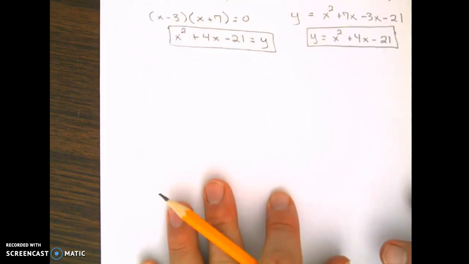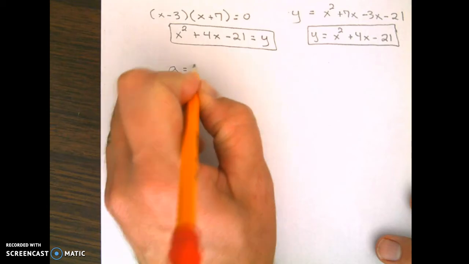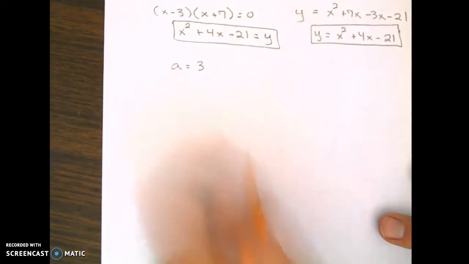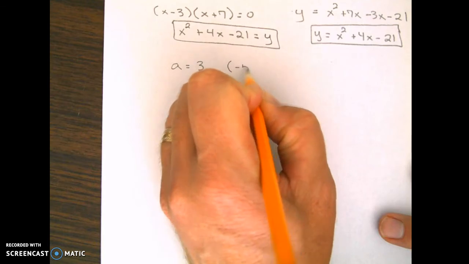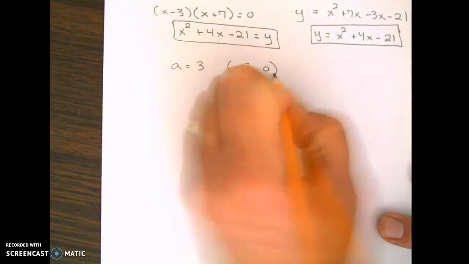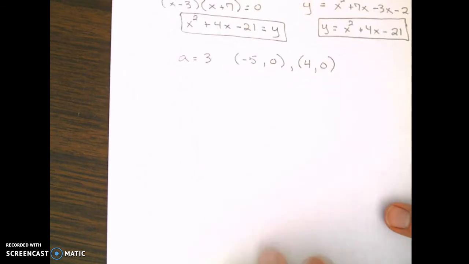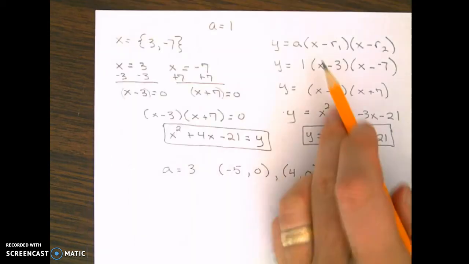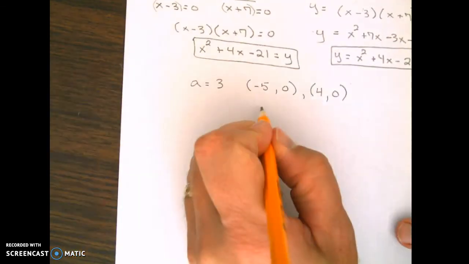So let's look at an example where the a value is not a 1. So let's say the a value is a 3. Okay? And let's say we're given two roots, say negative 5 and 4. So very simply, we could either plug it into the factored form, or we could work backwards. I'm going to go ahead and work backwards on this one.